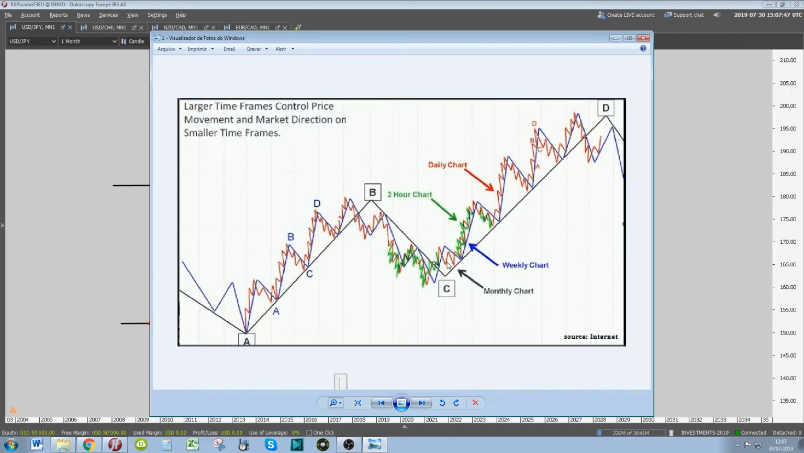Meaning you need to look for the trade in the direction of the higher time frame. Okay, take a screenshot of this picture and print it out and put it on your laptop, or where you're studying or where you're trading. Okay, this is the most important picture.